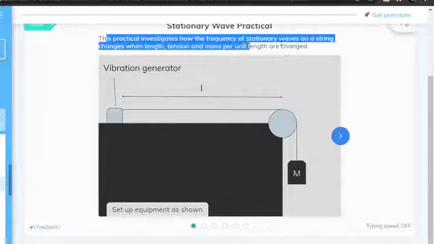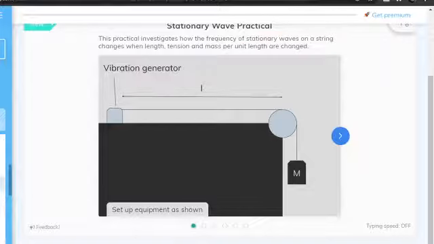So this practical investigates the frequency. We don't need a frequency practical, do we? Okay, we move on. No, we don't, because you need the theory.